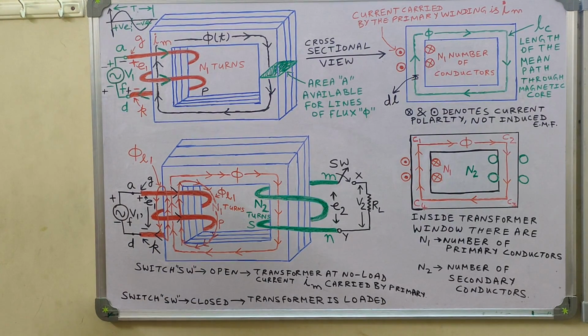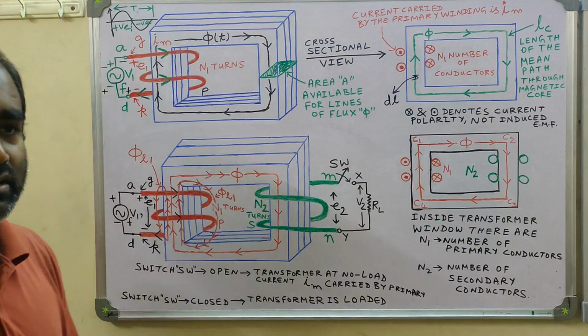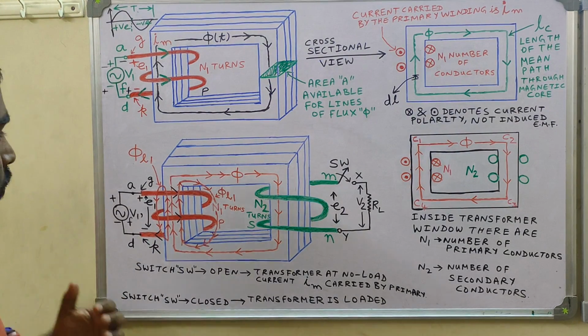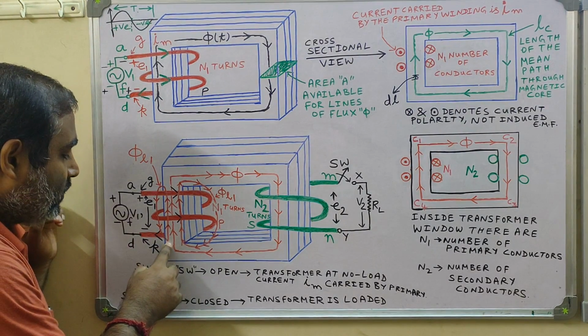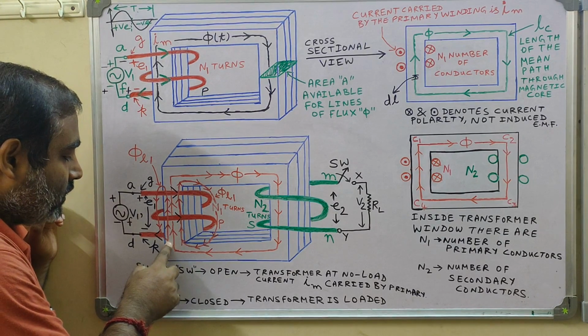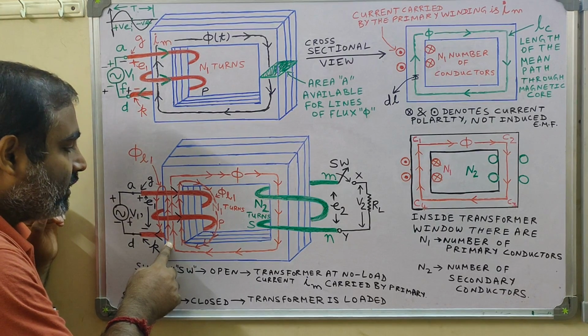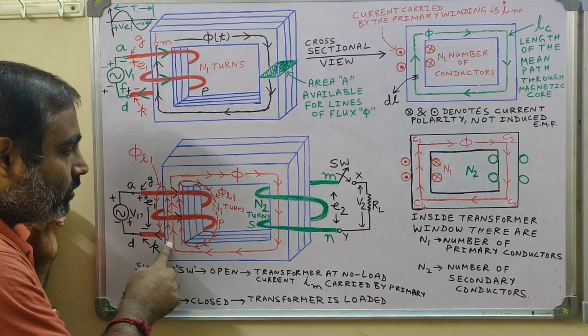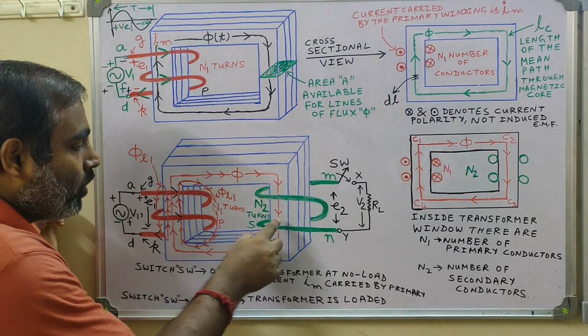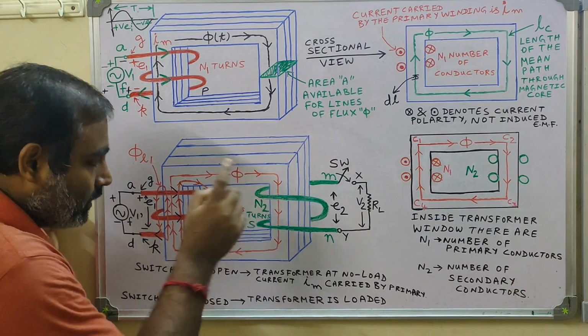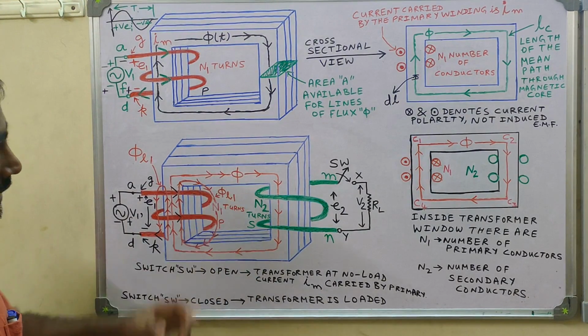Actually, to be correct, I should say that in actual practice, half of the number of turns of the primary winding will be wound around this limb of the transformer. The remaining half of the turns of the primary winding will be wound across this limb. The same thing is done for the secondary windings.